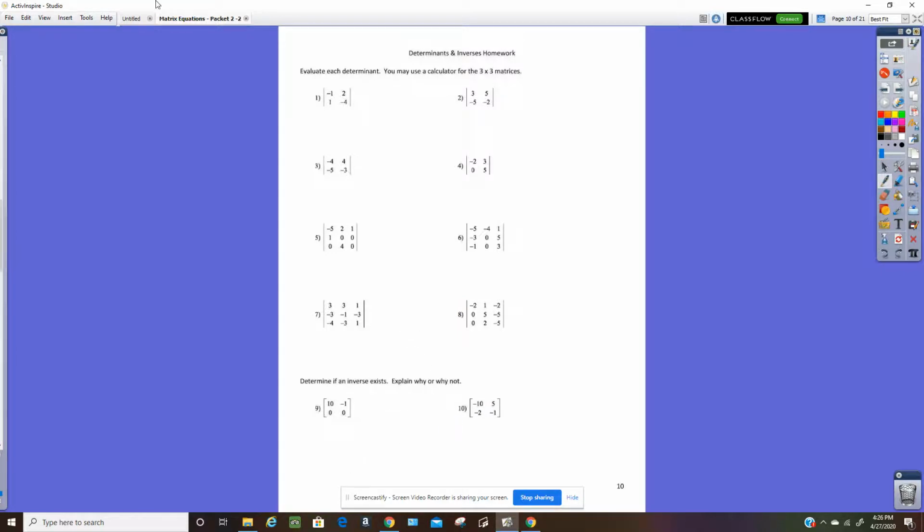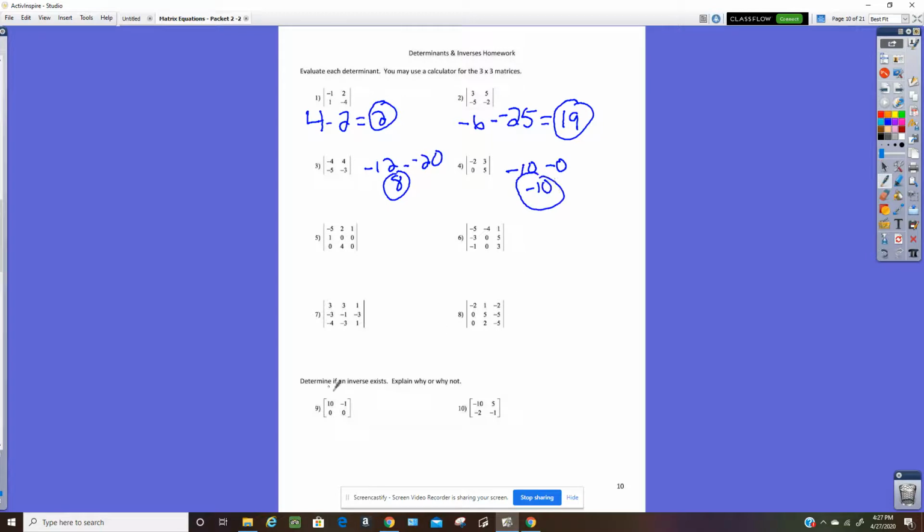So the determinant of the first one is 4 minus 2, which is 2. So multiplying these together, negative 6 minus negative 25 is 19. And this one, negative 12 minus negative 20 would be 8. And then negative 10 minus 0 is negative 10. And down here, finding the inverse. Let me make this 100% here.